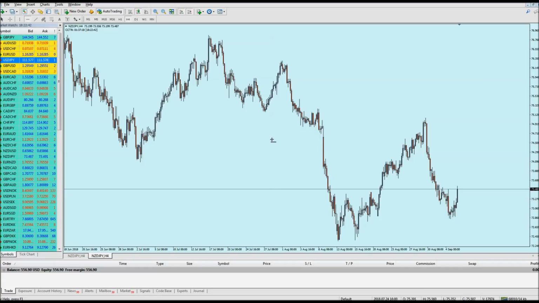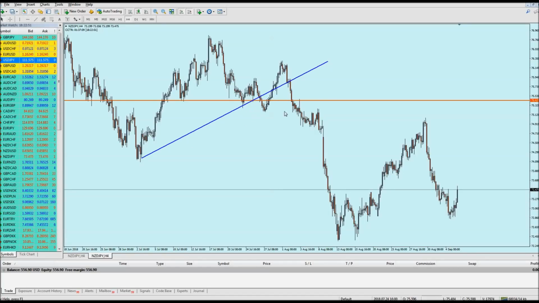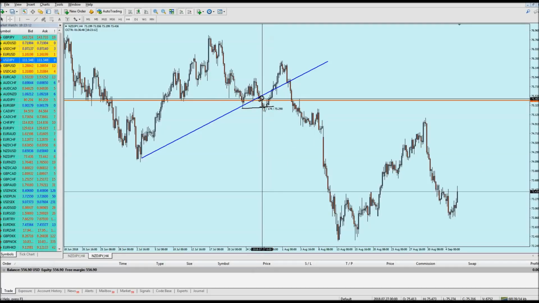Let me just find one here and right here, like that. Exactly. So if I want to enter here, we can enter here after seeing the retest. And if you notice, guys, as I'm telling you, exit at the next nearest support, which is here. So that would have given me about 17 pips of profit.